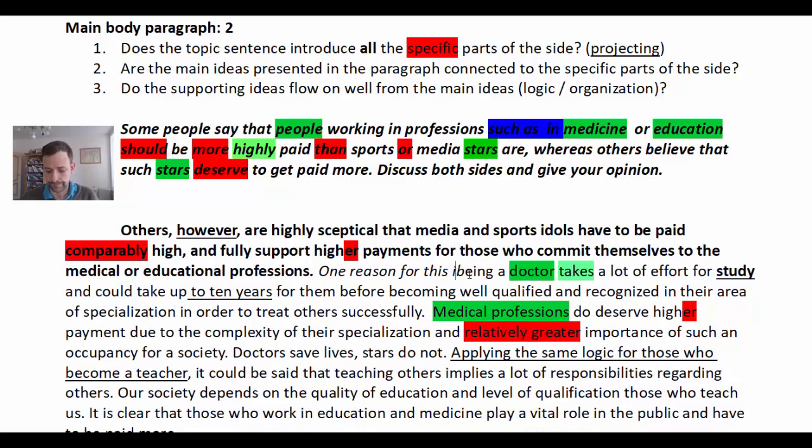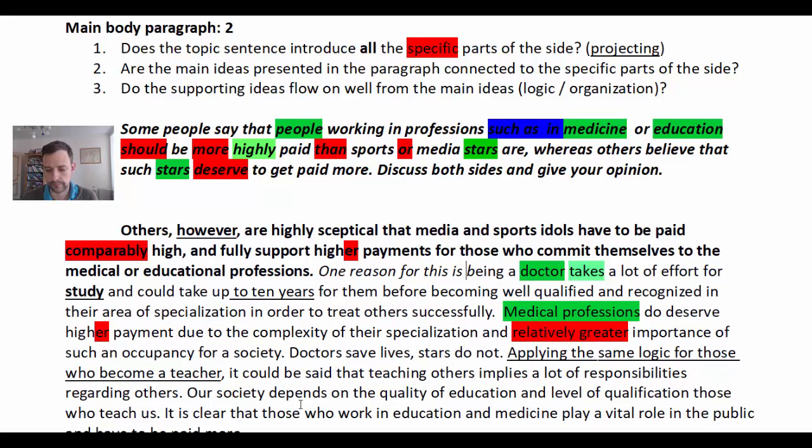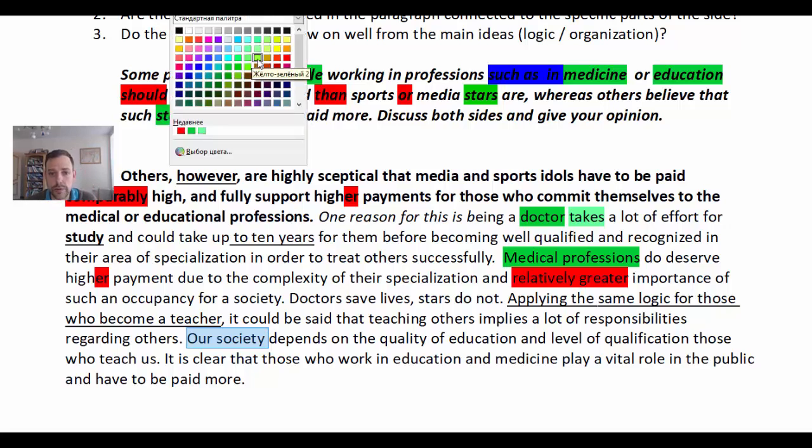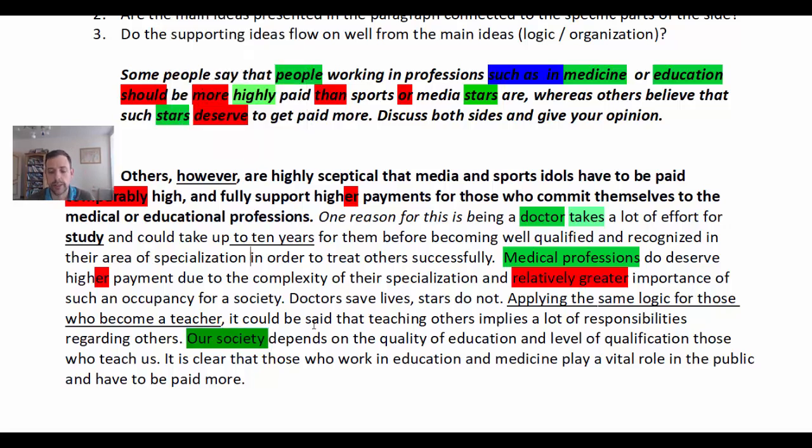Is, bang, is being a doctor. Okay, I'll just move this down a little bit. Okay, implies a lot of responsibility regarding others. Okay, our society depends. So this is good, our society. That's a nice switch. That we're others and then others. And then here's a new actor. It's not teachers, it's not doctors, it's our society. But the flow up until this has been very good because they've been talking doctors do this for others. Teachers do this for others. And then from others to our society. Depends on the quality of education, level of qualification of those who teach us.